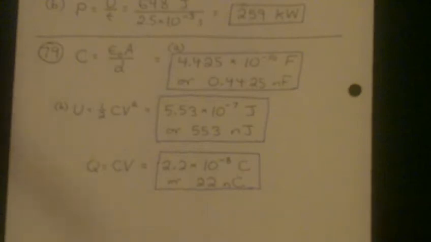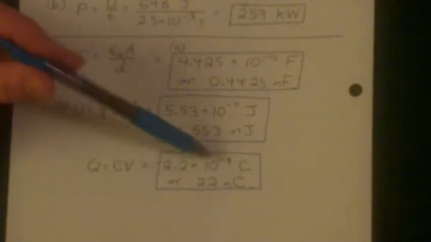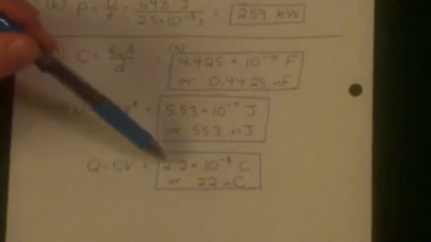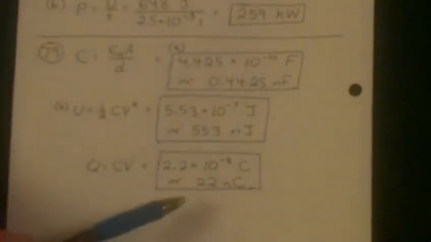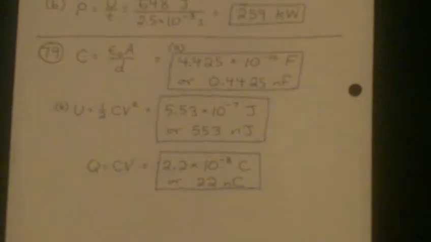Now, turning that into nanocoulombs, or 10 to the negative 9, means taking the power of 10 down by a power of 10, which means we increase the coefficient 2.2 by a power of 10. So we get 22 times 10 to the negative 9 coulombs. And that's the end of part 2.